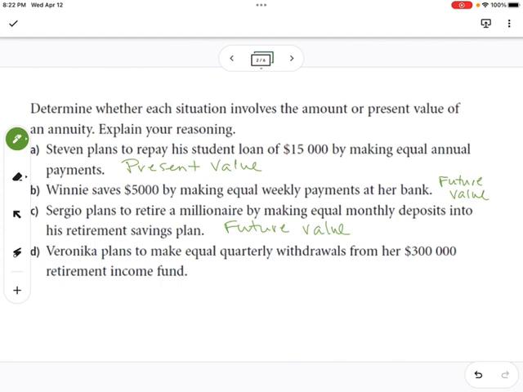And last one, D: Veronica plans to make equal quarterly withdrawals from her $300,000 retirement income fund. Okay, so that's starting with money and making withdrawals from it until there's nothing left. So this one is present value. Okay, so we're going to be looking at situations like this where we need to determine first whether we're using present or future value, and then we can rearrange those formulas to find out what the payment would be.